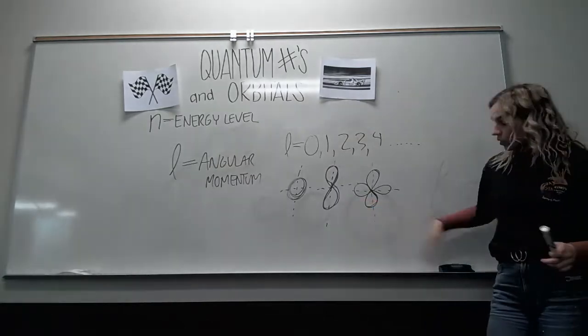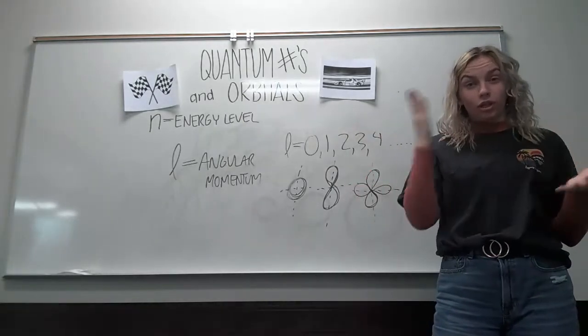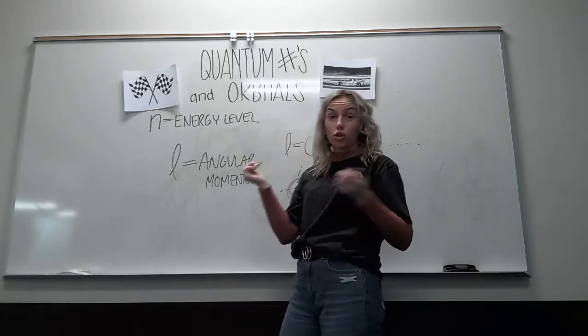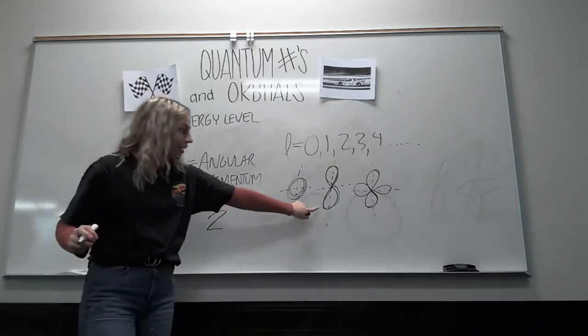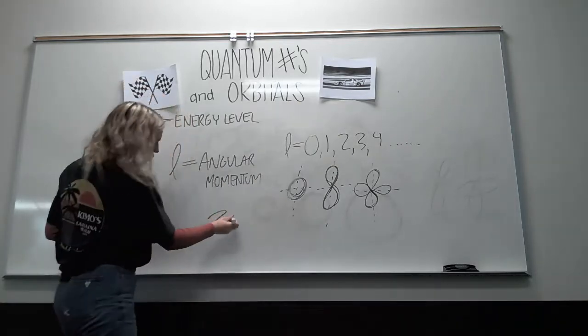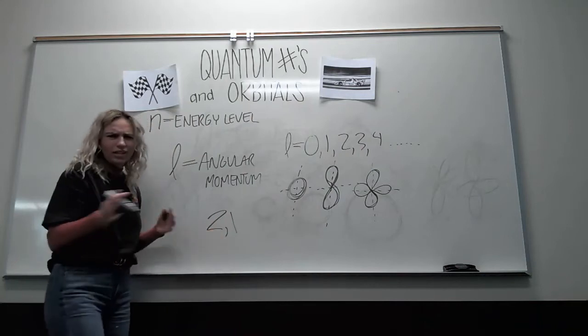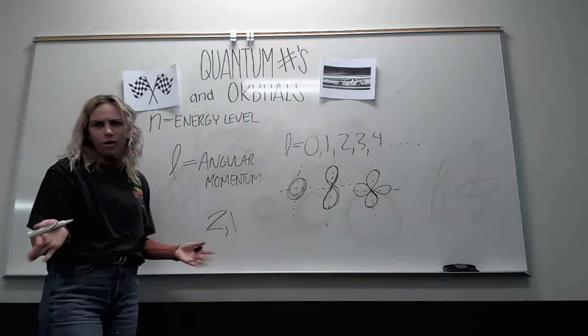Now, I'm sure you're thinking, when you're describing an orbital, you're going to list each number in a row. So let's say you've got an energy level of 2, and then your shape is going to be 1. Well, you would write 2, 1, but then do you put a comma in between it? Do you do a dash? How do you make it clear that it's 2, 1 and not energy level 21?